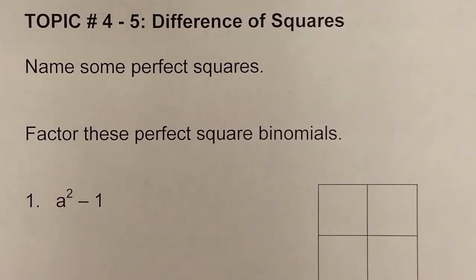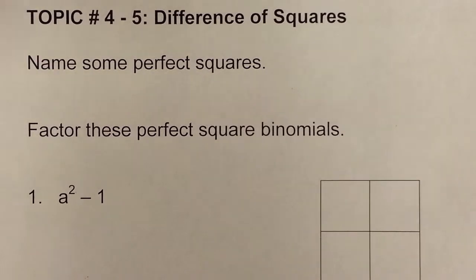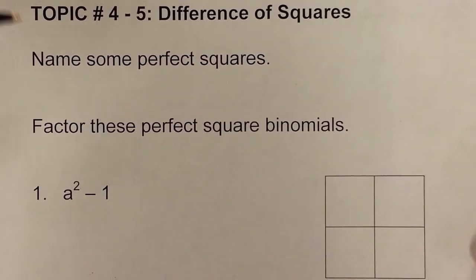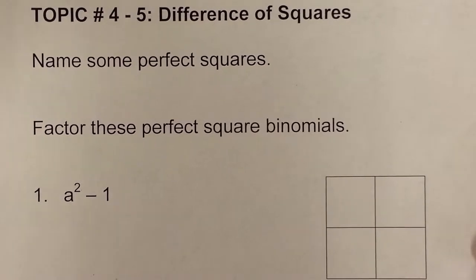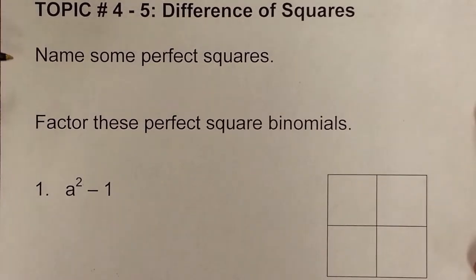Topic number 4-5, difference of squares. The first question asks us to name some perfect squares. Then we need to think, what is a perfect square? Perfect squares are numbers that are the product of two numbers being multiplied together, the same two numbers.